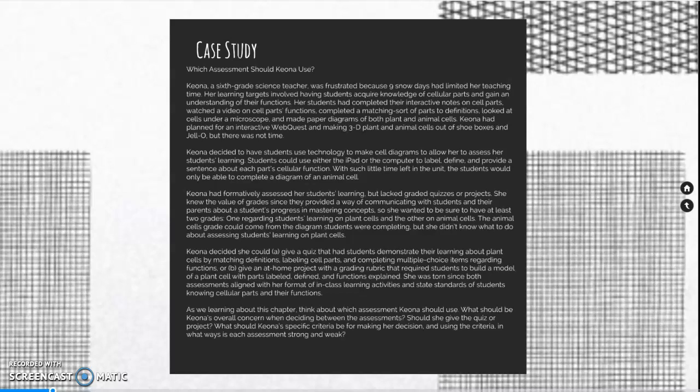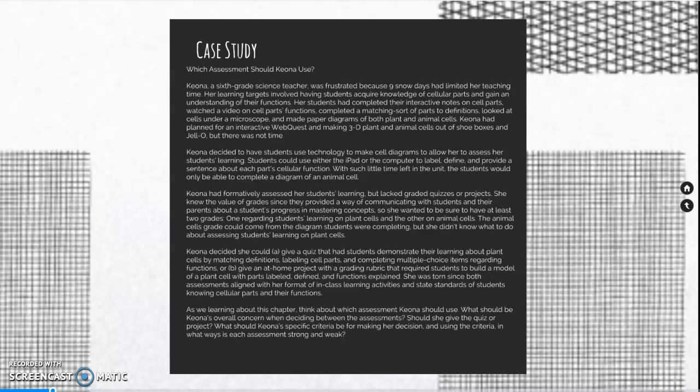Her students had completed their interactive notes on cell parts, watched a video on cell parts functions, completed a matching sort of parts to definitions, looked at cells under a microscope, and made paper diagrams of both plant and animal cells. Kiona had planned for an interactive web quest and making 3D plant and animal cells out of shoe boxes and Jell-O, but there was not time. Kiona decided to have students use technology to make cell diagrams to allow her to assess her students' learning.